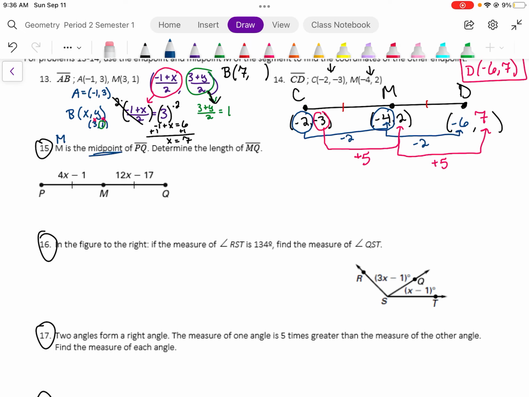For number 15, remember midpoint means it's in the middle. And they've already shown on this picture that these two segments are congruent. So if they're congruent, it means their measurements are equal. So we can set up that equation, solve for x, and then we're going to use our x value to find the missing measurement they want. So this one is MQ, so we would just plug in our x value into that expression, and that'll tell us what MQ equals.